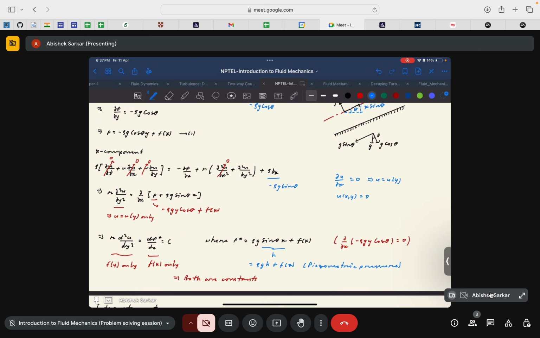Okay, so if u is only a function of y, then we can write this as mu dou square u by dou y square as mu d square u by dy square, as a complete derivative. That will be equal to dp star by dx. Now the thing is, we have two different terms which are complete derivatives of two different coordinates. The right hand side is a function of x only, and the left hand side is a function of y only. And this can only happen when both of these terms are constants, equal to some constant c.